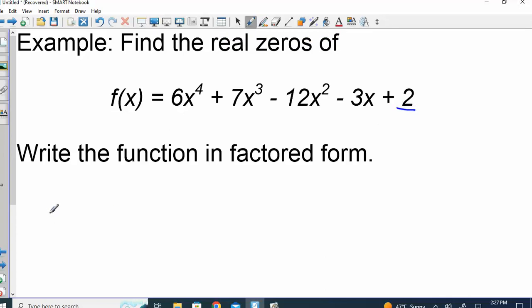So we have to start with our possible zeros. So we need the p's and q's. So p is everything that goes into the constant. What goes into 2? Good. And q is everything that goes into the leading coefficient. So same numbers as last time, but I flipped which one was p and which one was q.